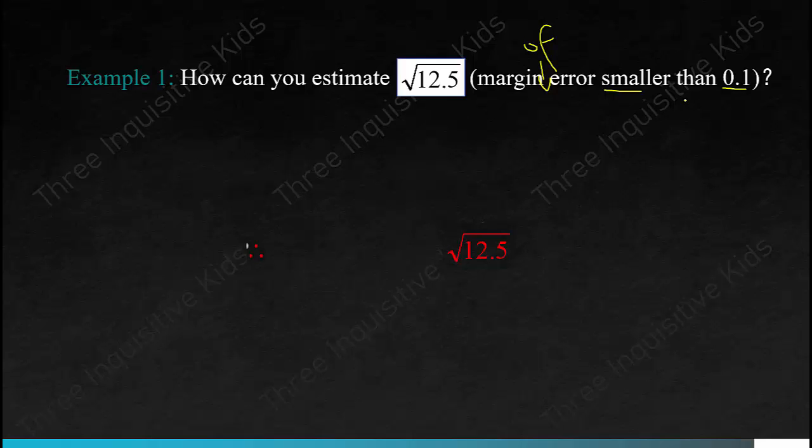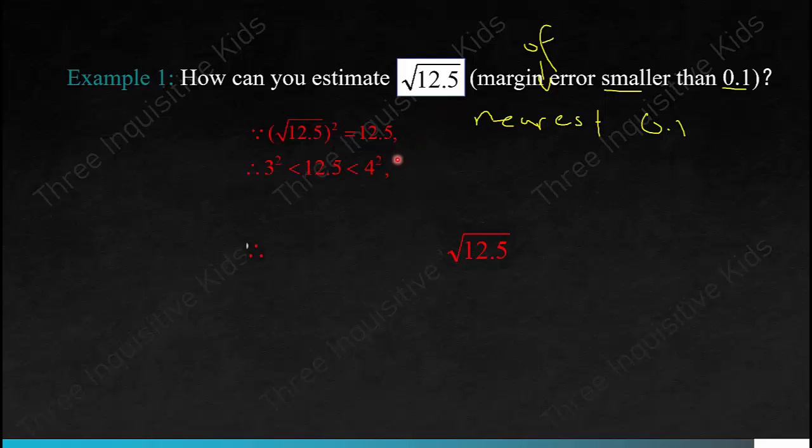So basically, it means the same thing as: you estimate this to the nearest 0.1, which is something you might be more familiar with. Okay, so let's do this together. We know that if we square this, it is 12.5.